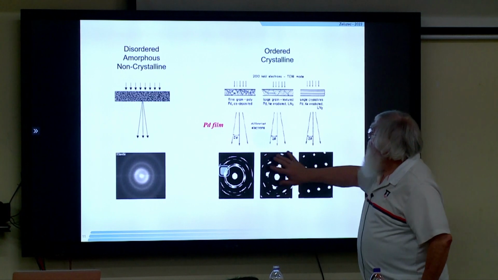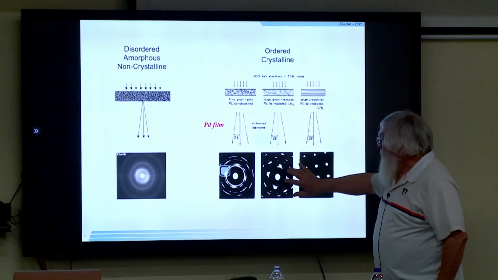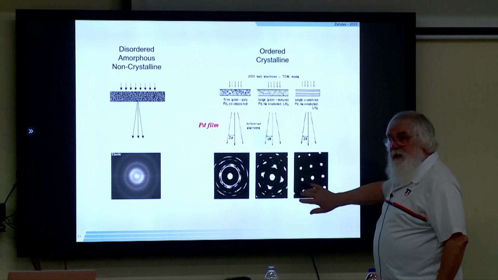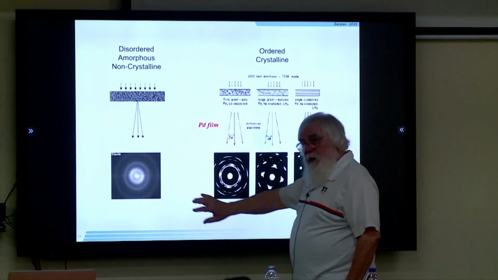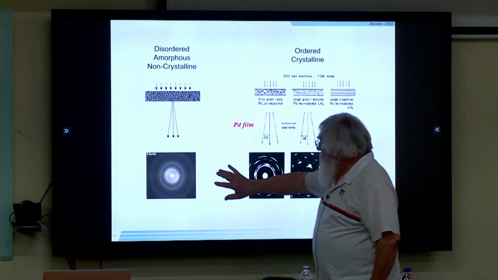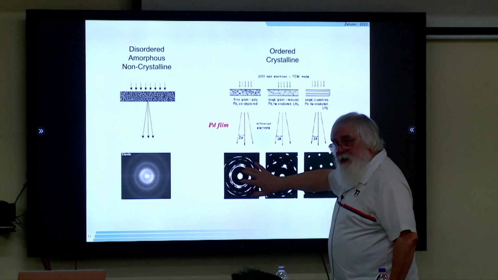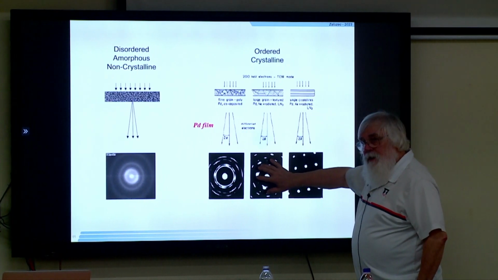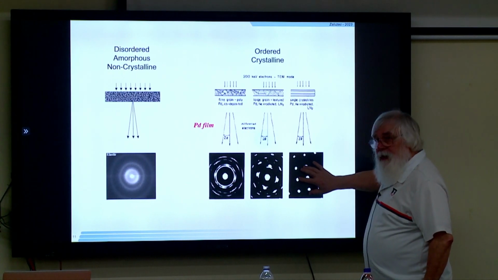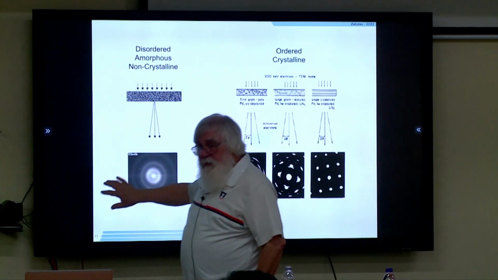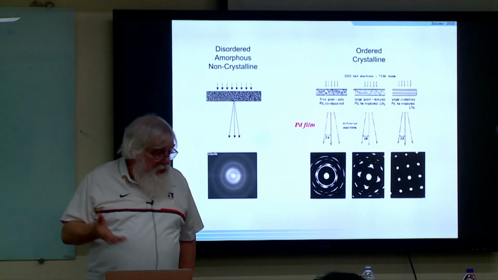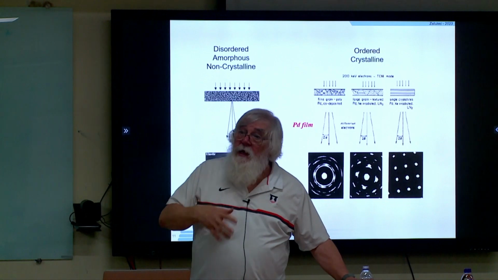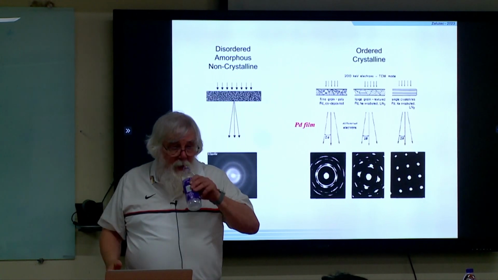And if I let that grow even further until I get a single crystal, now those discrete spots come into a single array. So we've gone from an amorphous to a polycrystalline to a partially single crystal to a single crystal pattern. These are the typical types of patterns that you would see in electron diffraction in a microscope, depending on what you're looking at.